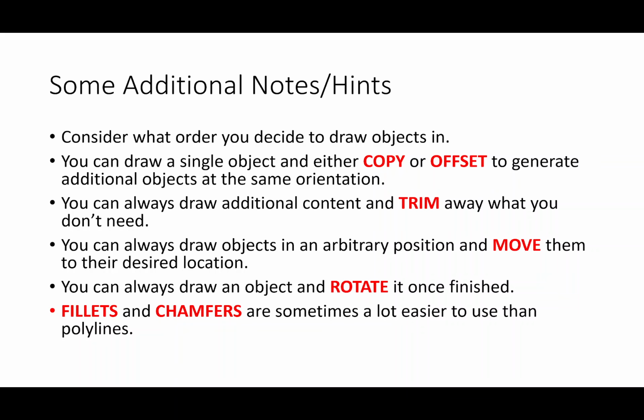You can always draw a single object and then use copy or offset to create additional ones, okay? You can always draw lines longer than they need to be and just trim away what you don't need, okay? You can always draw objects in a random position on the screen and then move them where they need to go, okay? You can always draw an object and rotate it once it's finished. You can always use fillets and chamfers, and fillets and chamfers are sometimes a lot easier to use than polylines, okay? So I'm just wanting you all to think about the different ways to construct these objects.